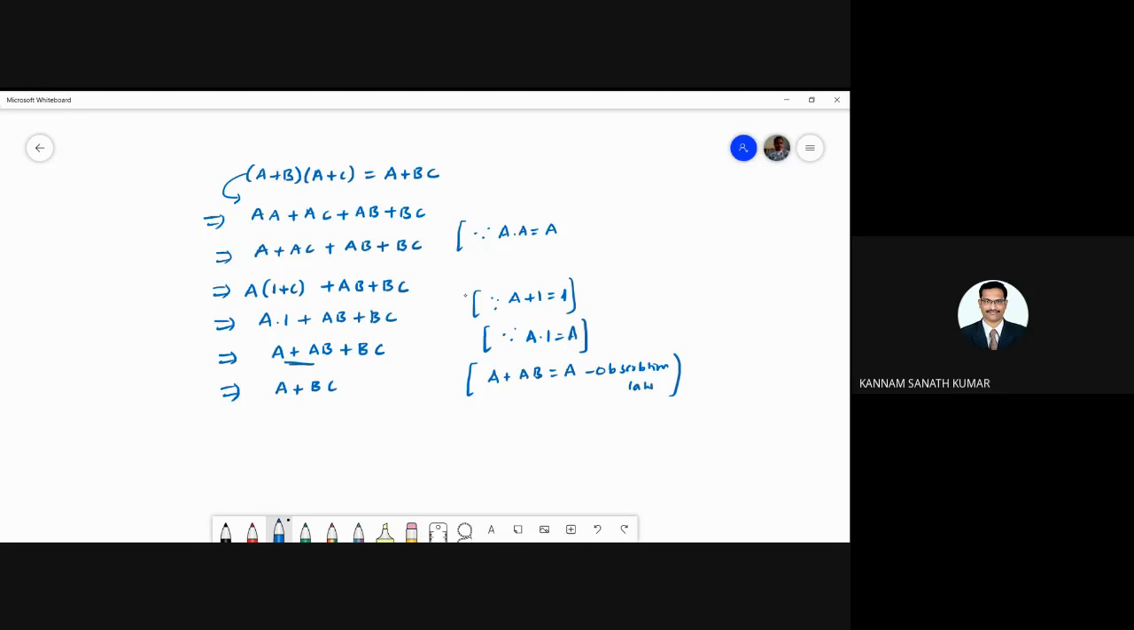Let us consider this as equation 2 and this as equation 1. From equation 1 and 2, I took the LHS and I got the RHS. So A plus B into A plus C equal to A plus BC. This is the distributive law. Is it okay? Any doubts in this? Okay, sir.